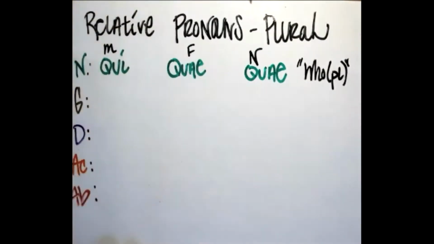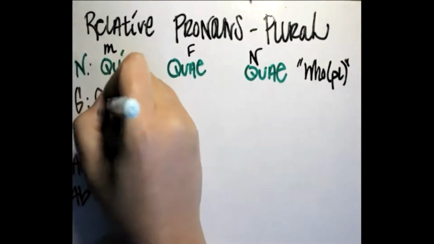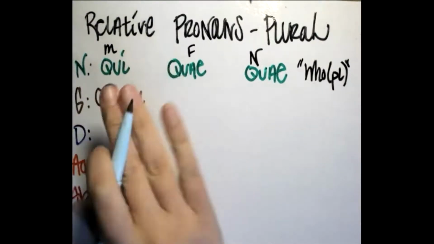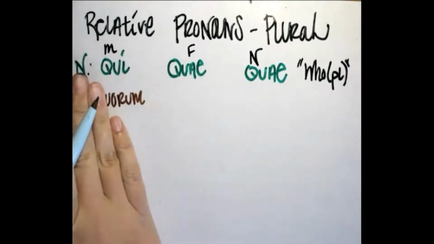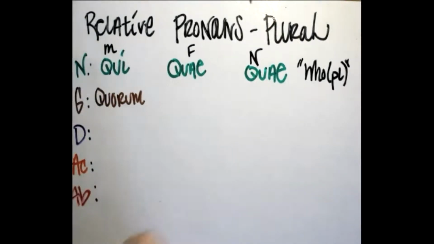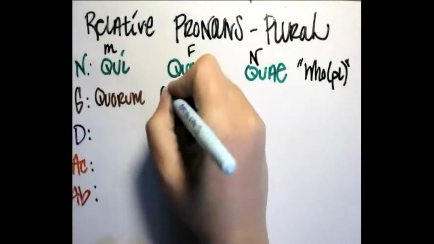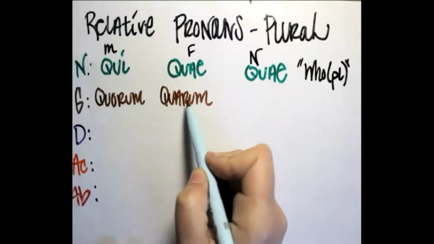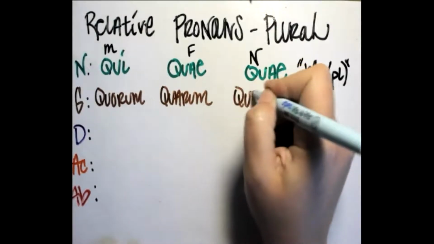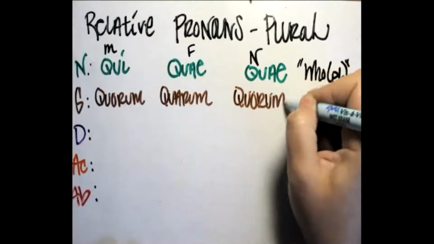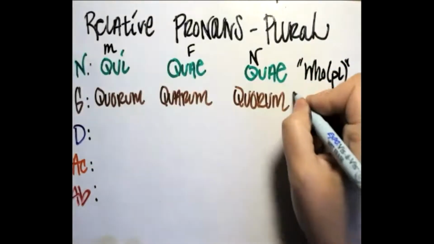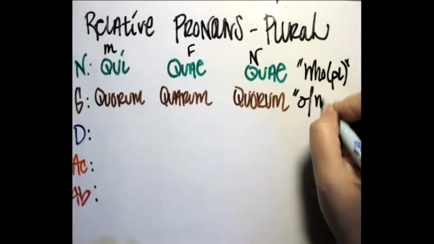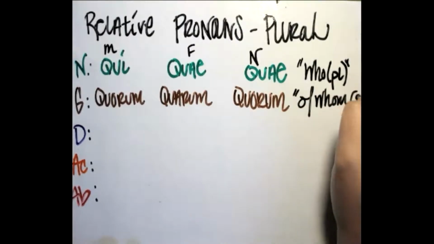Okay, for our genitive plural, the forms are going to look like first, second declension. So you have quorum, Q-U-O-R-U-M, which should look familiar from second declension. Quorum, same thing. Quarum, Q-U-A-R-U-M, and then quorum. And this is of whom, plural.